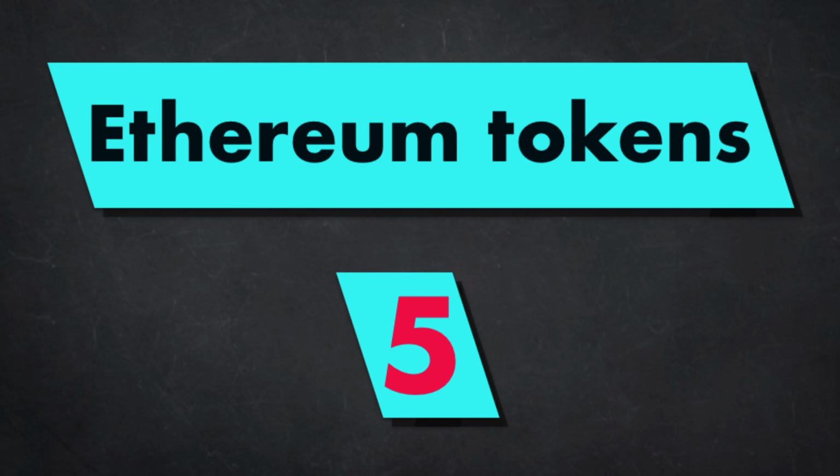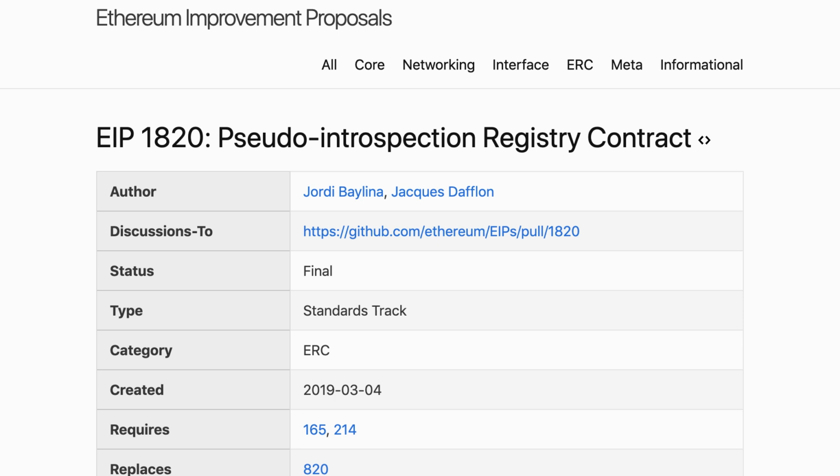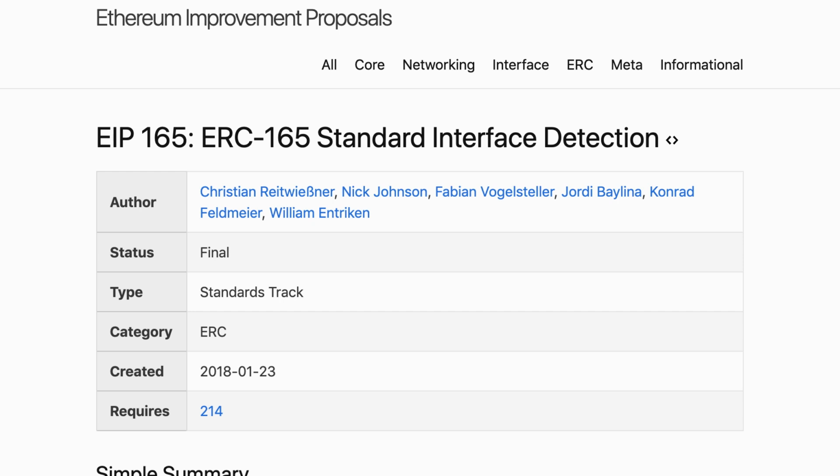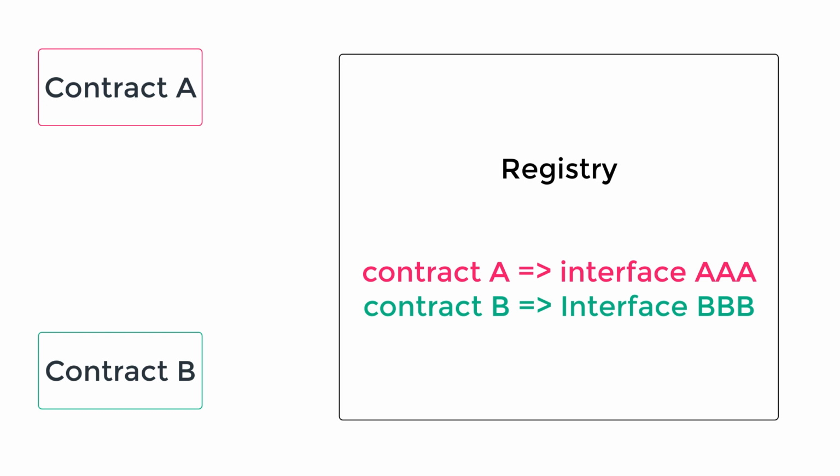In this video, I'm going to introduce you to ERC1820. This standard simplifies contract interaction by allowing smart contracts to discover which functions other smart contracts implement. That's similar to ERC165 that I described in the last video. However, in the case of ERC1820, there is a separate smart contract to store all the function interfaces.